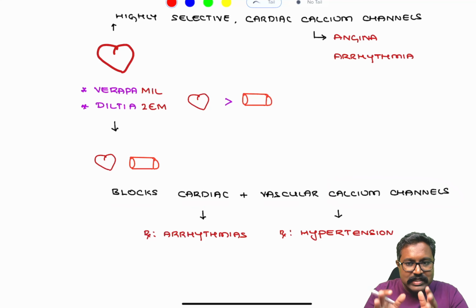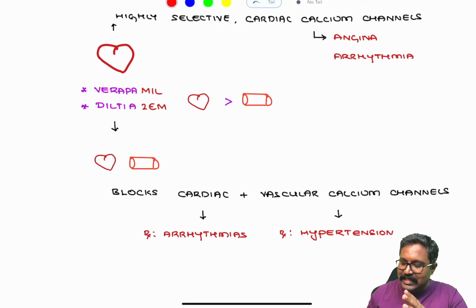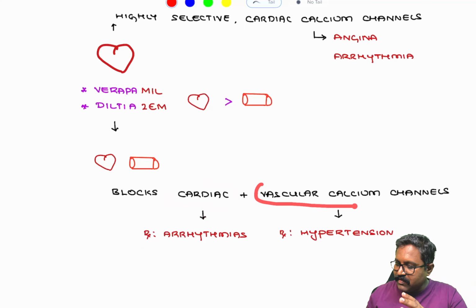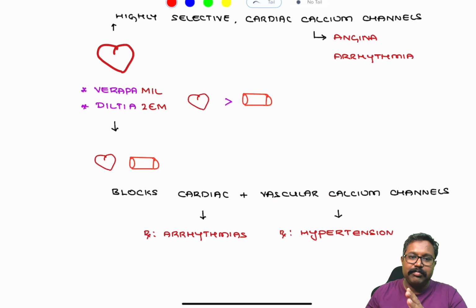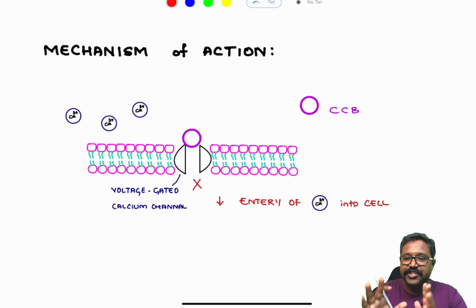So where it can be used, since they are very effective on the calcium channels of vascular smooth muscles as well as the cardiac smooth muscles. If it blocks the calcium channel in the cardiac muscle, they are useful in the treatment of arrhythmias. If they block the calcium channel in the vascular smooth muscles, they are effective in the treatment of hypertension. Is that clear? Fine. Next, moving on to the mechanism of action in general of the calcium channel blocker.